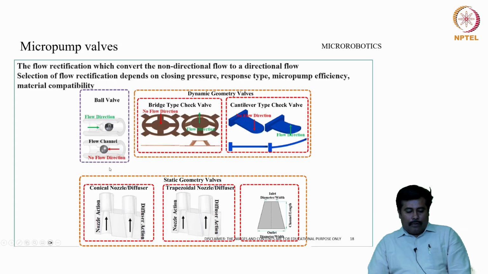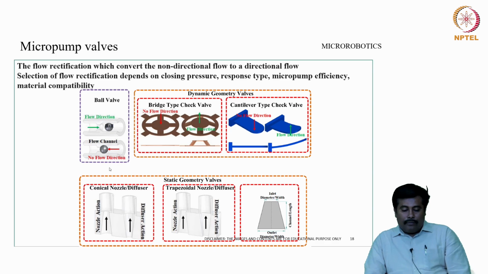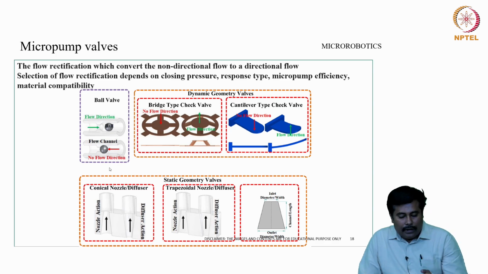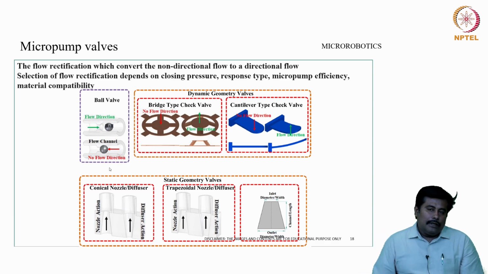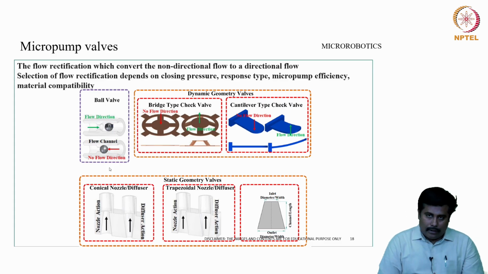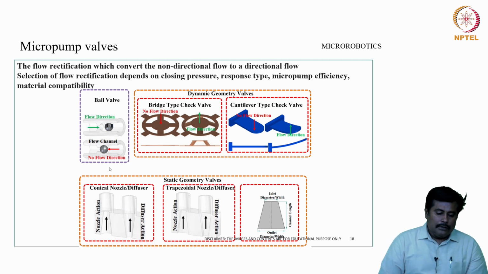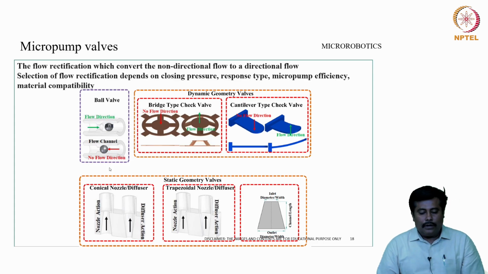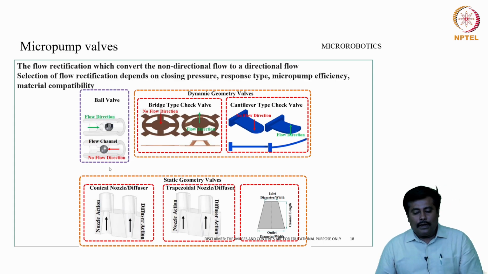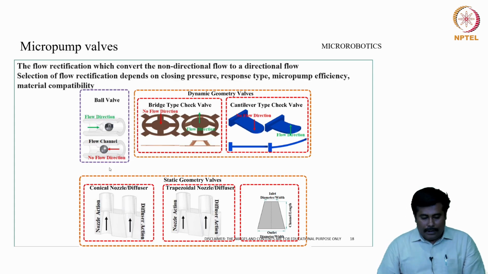Now, let us see some of the different configurations or different types of valves. As far as valves are concerned, we have already seen a comparison between a valve micropump and a valveless micropump. In the case of micropump valves, the flow rectification converts the non-directional flow to a directional flow. The selection of the flow rectification depends upon closing pressure, response type, micropump efficiency and the material capability.